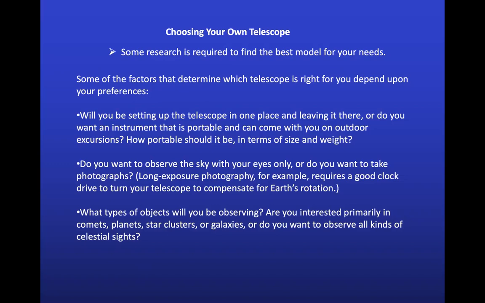The next question you have to ask is what type of objects you will be observing. Are you interested primarily in comets, planets, star clusters, or galaxies, or do you want to observe all kinds of celestial sights? This is maybe the most important thing, what kind of objects you are looking at, because if you are looking at only planets, maybe a small telescope will do the work. We will be able to see some of these planets.